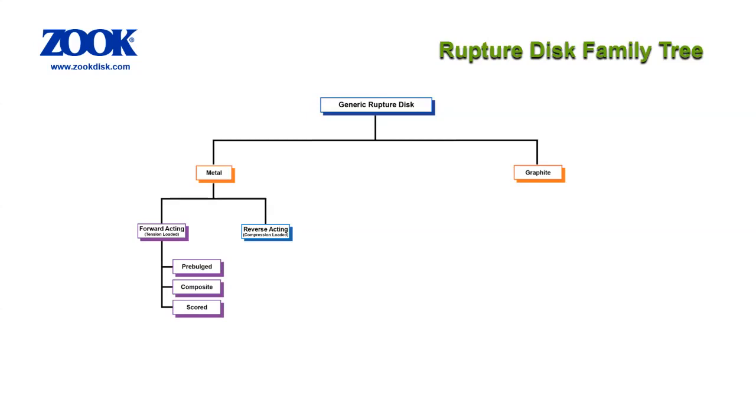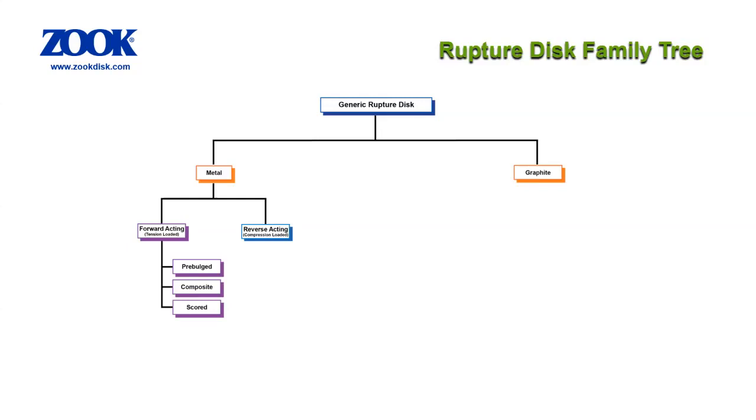On the contrary, the common characteristic of reverse-acting discs is that the disc foil is placed in compression instead of being stretched when exposed to the system pressure. To do this, the foil is first formed into a dome shape and installed with the system pressure acting on the convex side of the dome.